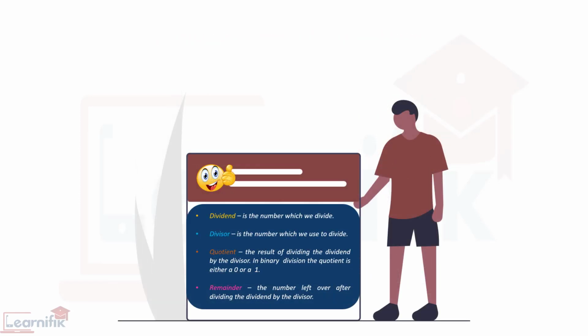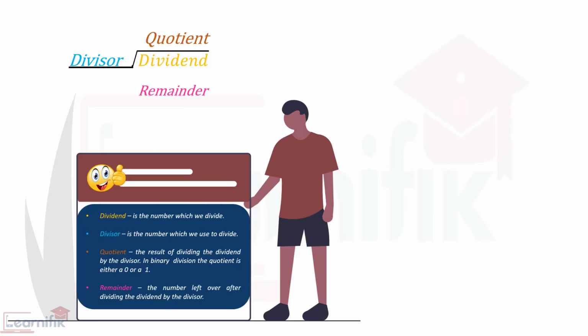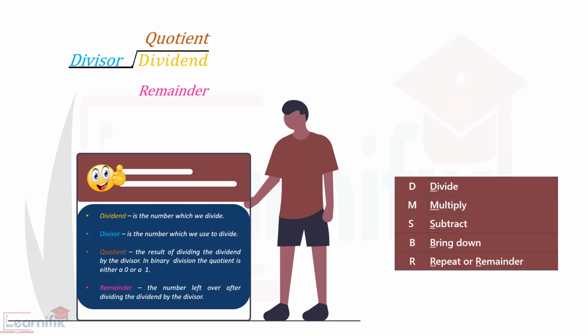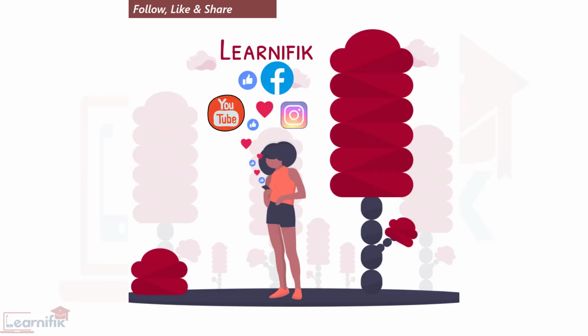Additionally, in dividing binary numbers, we are going to use the long division method. In this method, the divisor, dividend, quotient, and remainder are arranged in this way. And there are 5 steps used to carry out long division. They are divide, multiply, subtract, bring down, repeat, or remainder. DMSBR.